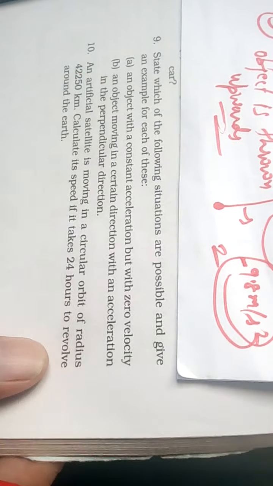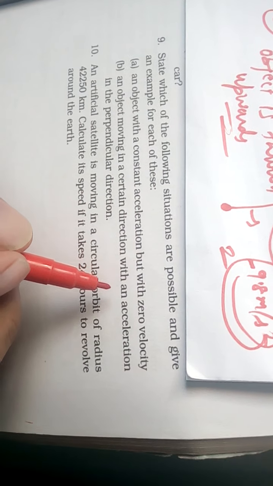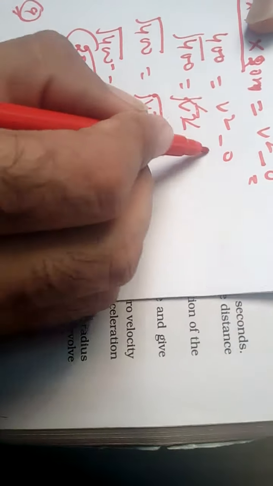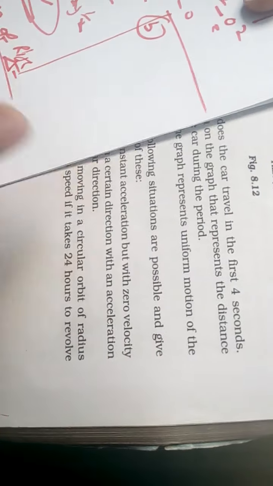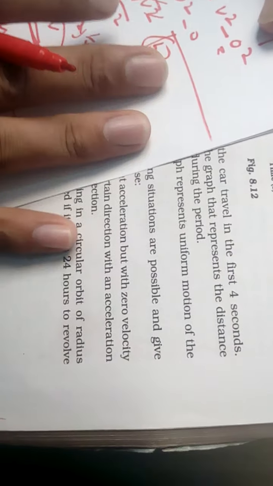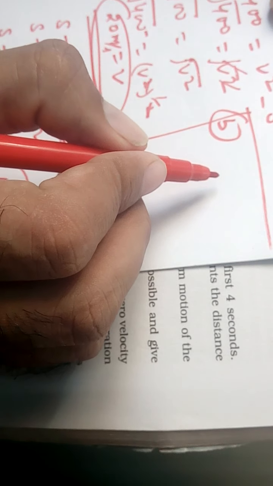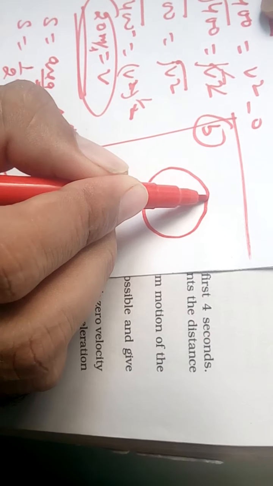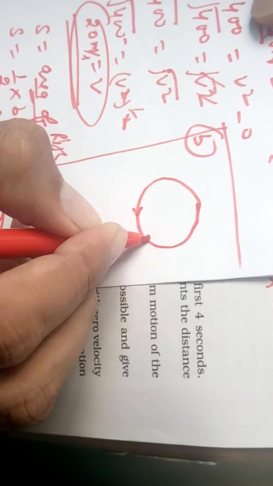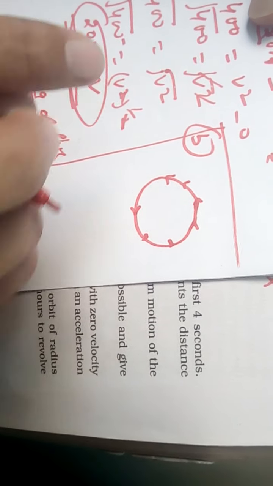Then B, an object moving in a certain direction with an acceleration in the perpendicular direction. This is also possible. Here I just write, part B, the question is acceleration should be perpendicular. So your answer will be when an object moves in a circular path. When an object moves in a circular path, then its acceleration is perpendicular.